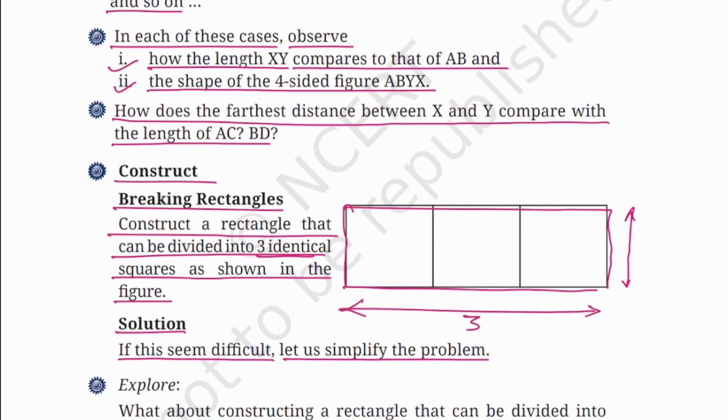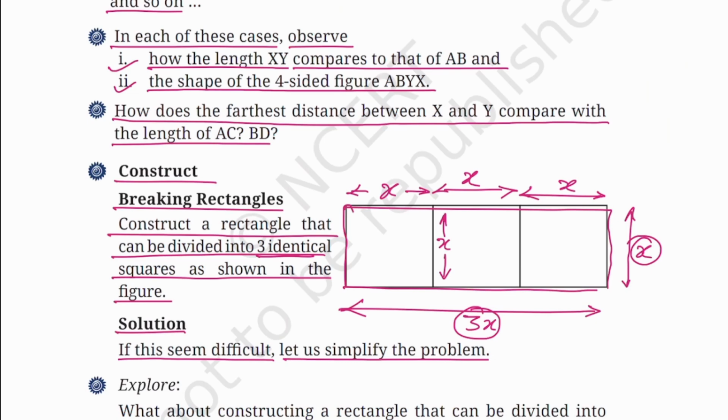The solution will be you have to take the length as 3 times the width. If width is x, the length will be 3x. So you can easily divide it into squares of side length x.